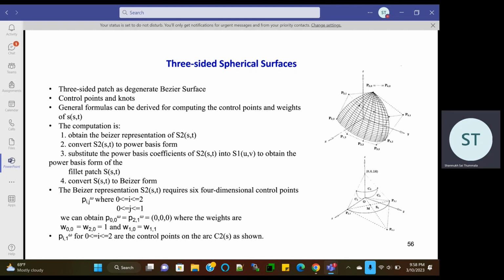And the Bezier representation of S2(s,t) requires 6 4-dimensional control points P(i,j,omega), where 0 ≤ i ≤ 2 and j belongs to {0, 1}. We obtain the following: P(0,0,omega) equal to P(2,1,omega), that would be (0, 0, 0), where the weights are as shown below. And P(i,1,omega) for i belonging to {0, 2} are the control points on the arc C2 as shown in the figure.